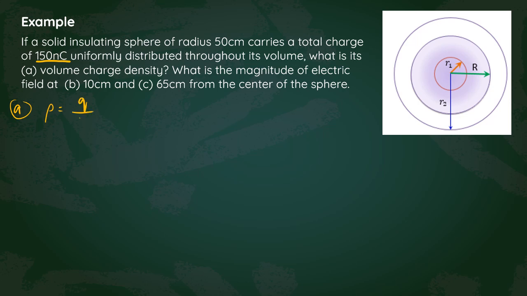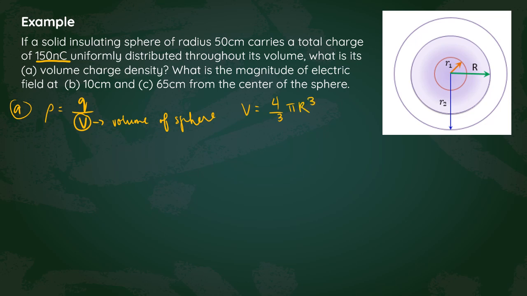So for question A, we need to solve for the volume charge density, and the volume charge density is your charge divided by volume. So to solve for it, we need to know the formula for the volume of the sphere. And what's the formula for the volume of a sphere? The volume of a sphere is equal to 4/3 pi radius cubed.